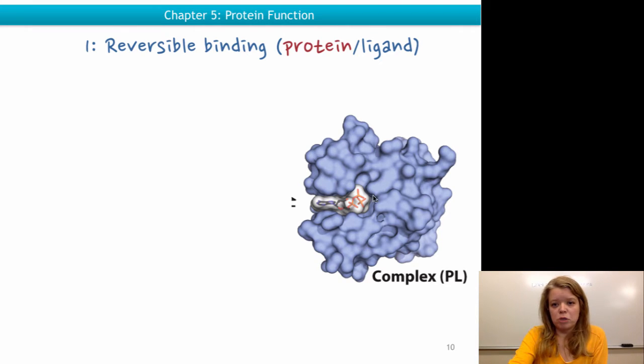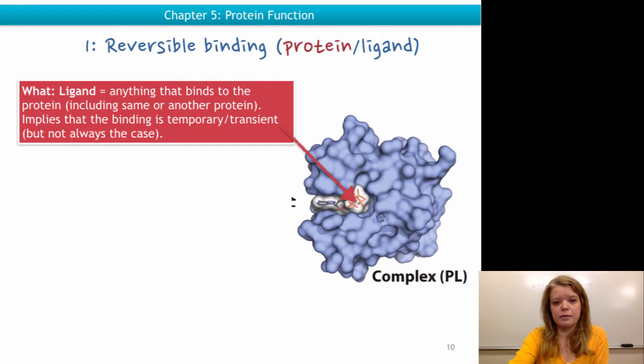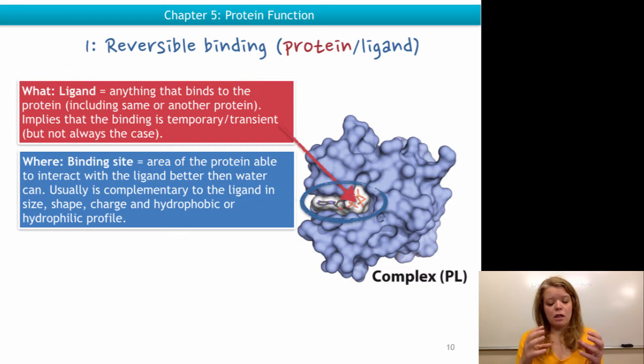This is your typical globular protein that is holding a ligand. It's called a complex between a protein and ligand. So the ligand is anything that can bind to a protein, and the word ligand implies that the connection is temporary, though sometimes that's not the case. In this case, the ligand is ATP. You can see the adenosine part of the ATP and then the 3 phosphates. The binding of the ligand to the protein occurs in the location called the binding site.